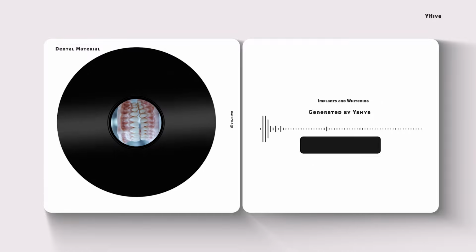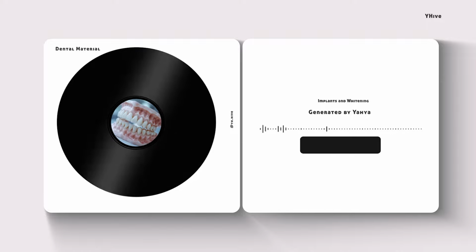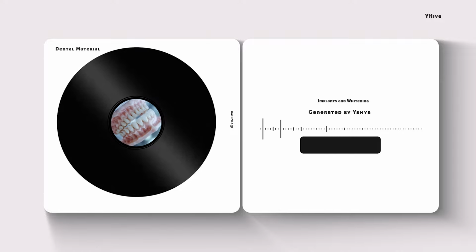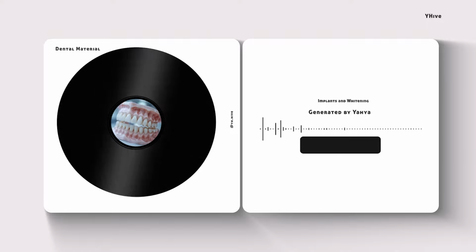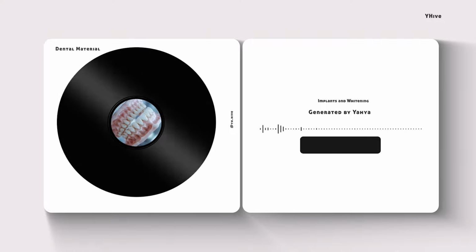Interesting. And during those cleanings, the hygienist will also check the implant for any signs of mobility, which could be an early indicator of a problem. Okay, so it's not just about cleaning, it's about checking for any red flags.